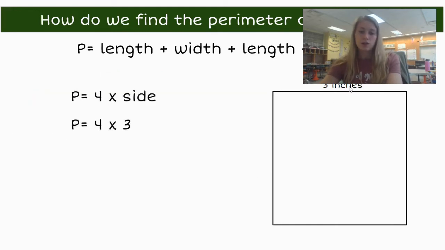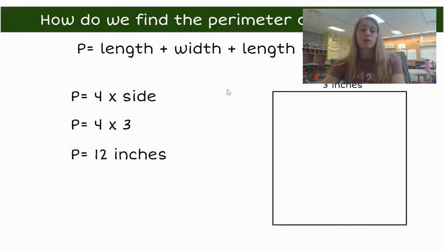So we see our 3 inches here. Well, I know that that means it's 3 inches on this side, 3 inches on this side, and 3 inches on this side. So I can multiply this number here by how many sides there are. 3, 3, and 3, and 3. That gives me 4 sides altogether. So 4 times 3 inches is 12 inches total.